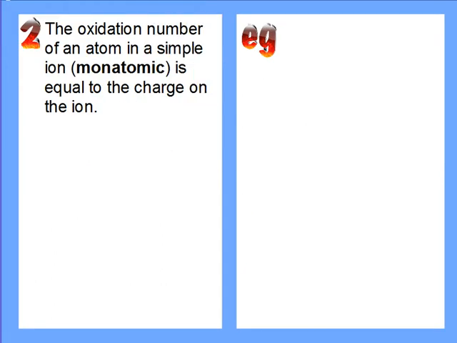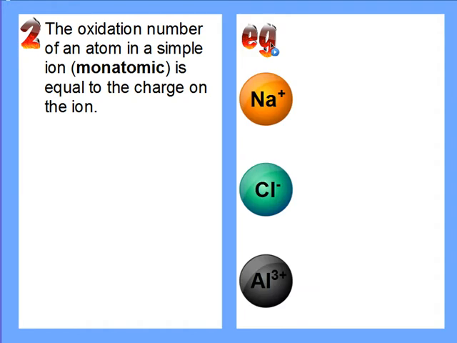Second rule: the oxidation number of an atom in a simple ion is equal to the charge on that ion. We call those ions monatomic ions. Mono meaning one, atomic meaning atom. So if you've got Na+, Na has an oxidation state of +1 in this ion. With the chloride ion, 1- charge on it, its oxidation state is -1. Aluminium ions are 3+, so they have an oxidation state of +3.